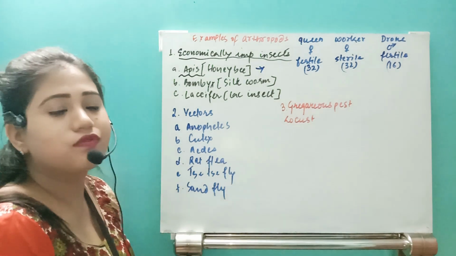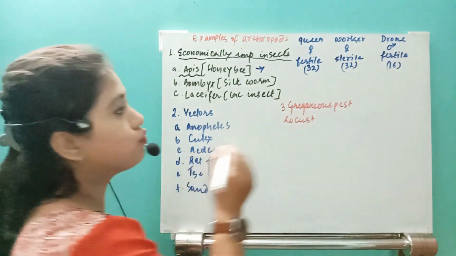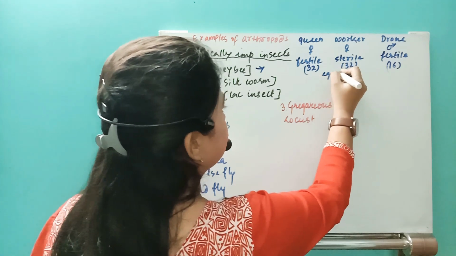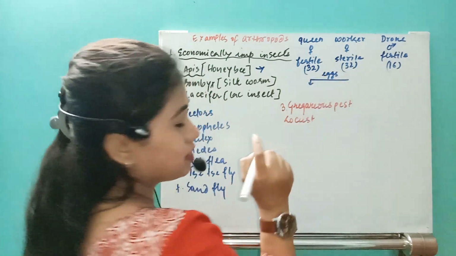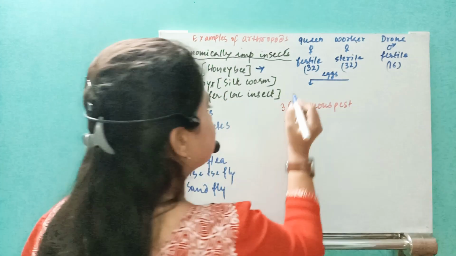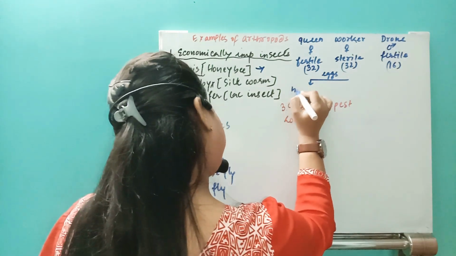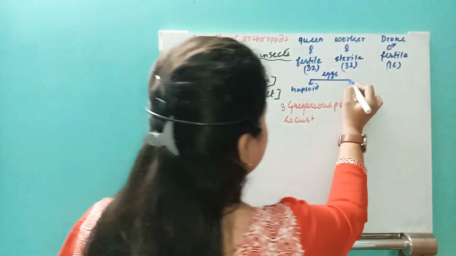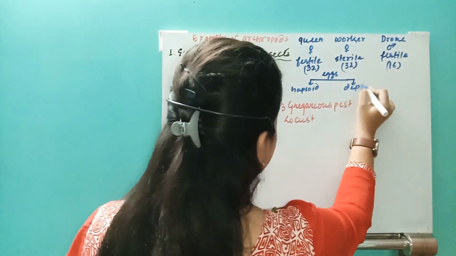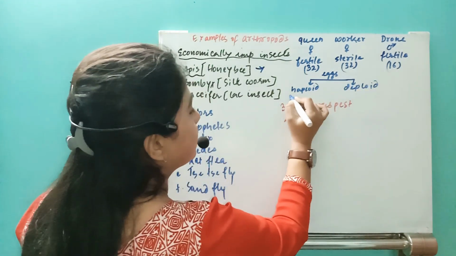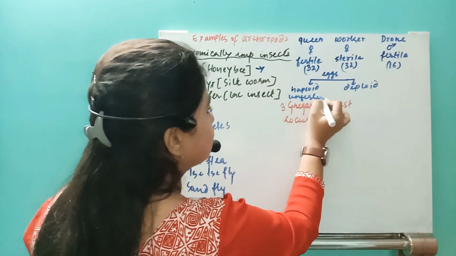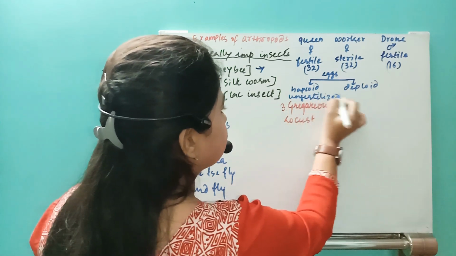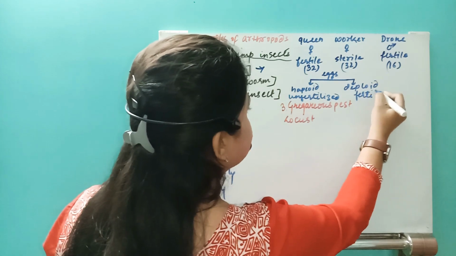See, the queen produces 2 types of eggs. Okay, the eggs are of 2 types. The first type is the haploid egg, and another is the diploid egg. That means one is the unfertilized egg, and the second one is the fertilized egg.